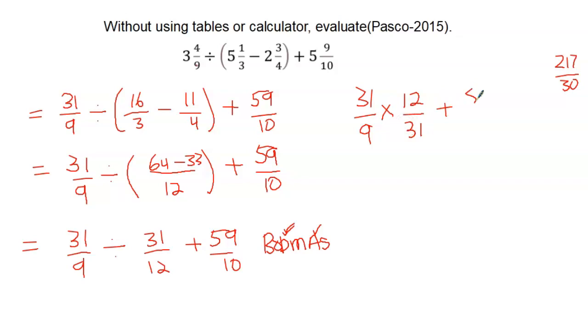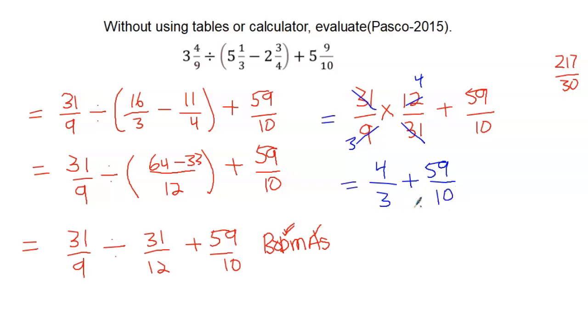And then you bring plus 59 on 10. Okay, this crosses one out. 3 can go on both. So 3 go here, 3 go here, 4. So now we got here, we cannot simplify. So that's the reason why we leave it like that. So 4 on 3 plus 59 on 10.